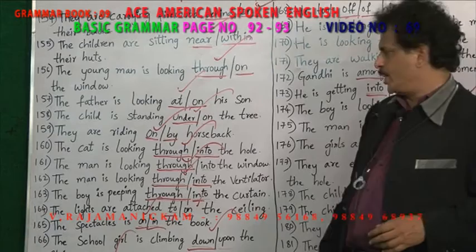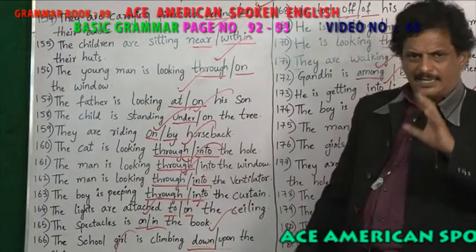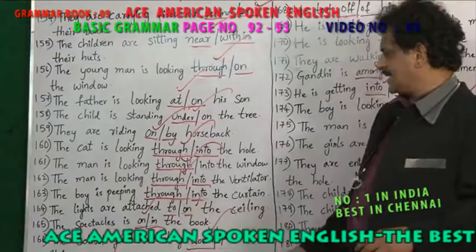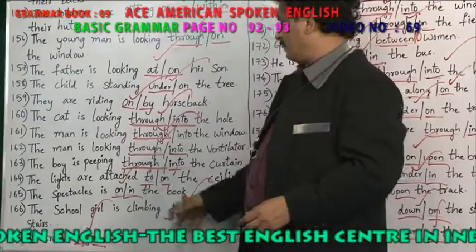Into the curtain or through the curtain. On the curtain moolamaga paarthan endru solugira bolude through. The lights are attached at the ceiling, to the ceiling or on the ceiling endral on the ceiling. And the mel parapile on the vilakkugal ottapattirukirathu. The spectacle is on the book or in the book.